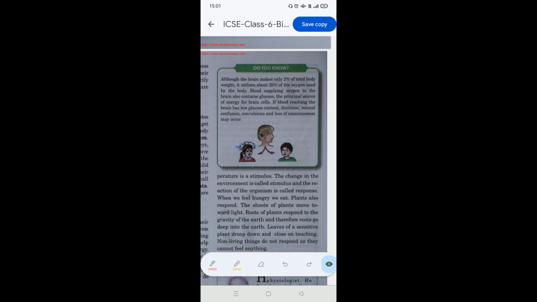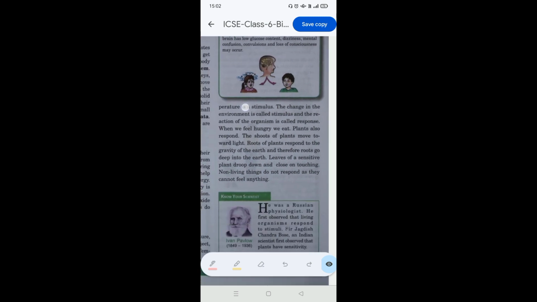So, it is a fact that our blood contains glucose. If that glucose content is very, very less, then automatically we feel dizziness. We tend to just collapse on the ground. Mental confusion may occur, convulsions may occur, and as I said, loss of consciousness. We tend to lose our consciousness.